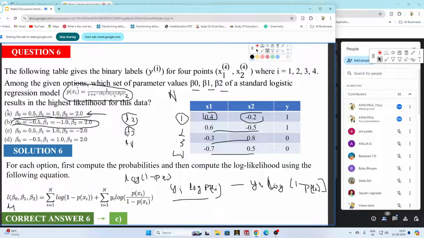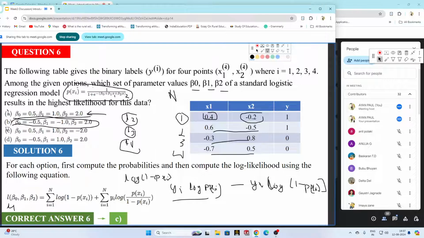Similarly, you will get L3 and L4. Then you have to see which L is the greatest. Here you will find that L3 is the greatest among L1, L2, L3 and L4.